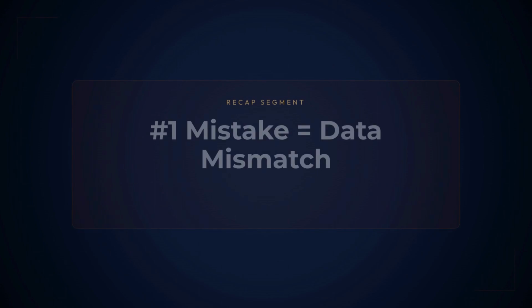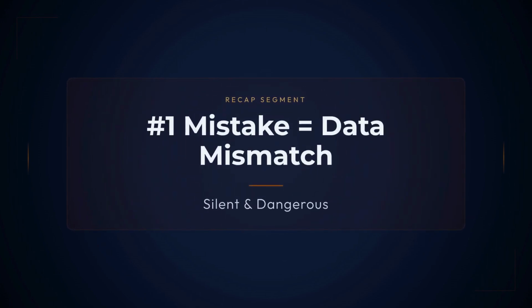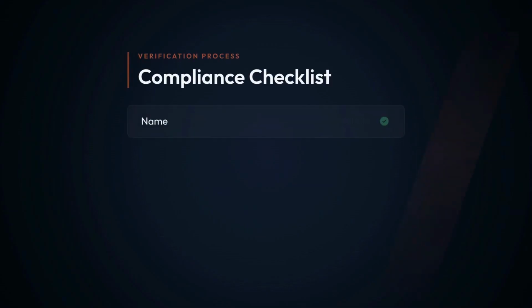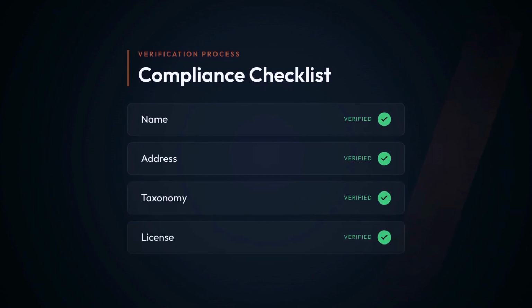So to recap, the number one mistake that delays provider enrollment is data mismatches across systems. It's dangerous because it's silent. Cross-check your name, address, taxonomy, and license across NPPES, CAQH, your state license, and every payer file before submitting anything.